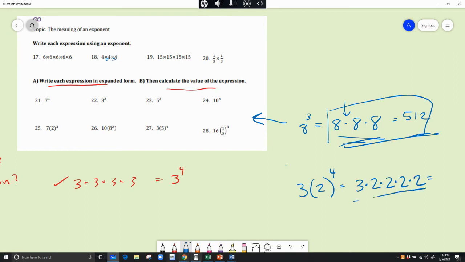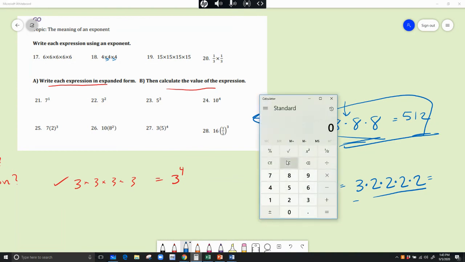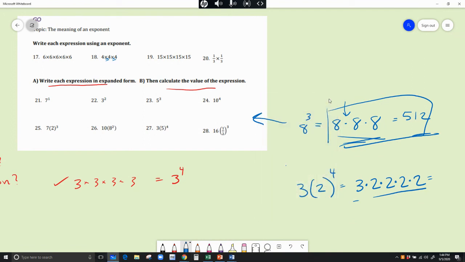And then you just pull out your calculator and you say 3 times 2 times 2 times 2 times 2. And that doesn't look right because I screwed something up. 3 times 2 times 2 times 2 times 2. 48 looks way better. So whatever I did, that's all good. And this would be your whole answer for those ones.